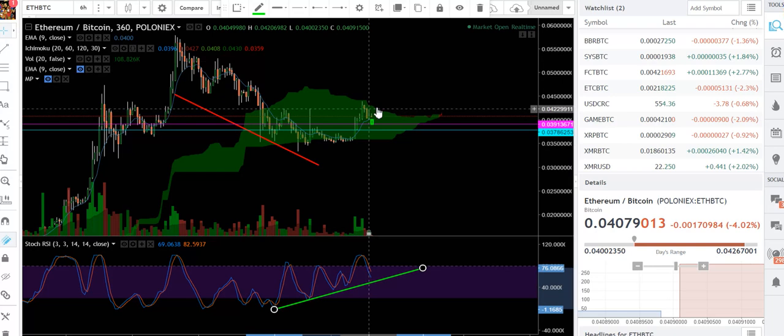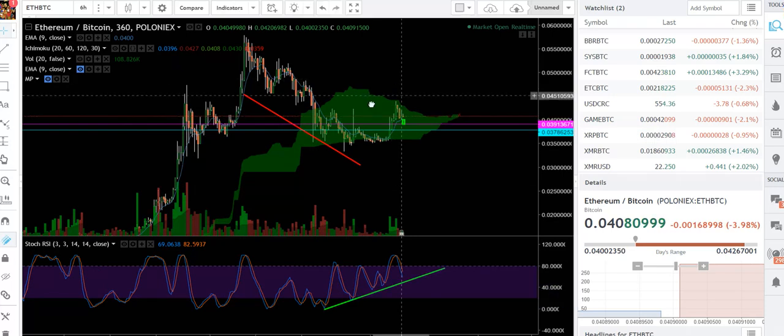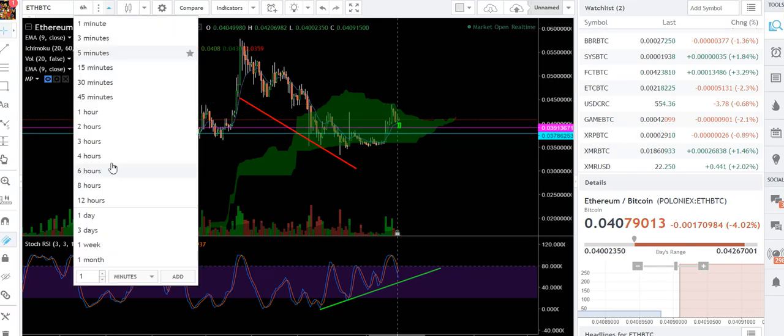Okay, because it's getting a footing above the 6 hour cloud and a turnover of strength in this area, that's what it's looking to get. This thing is looking to get back above the clouds on the higher time frames. It already did it on the hourly, and now it's got to work its way up. Okay, let's check the 4 hour.